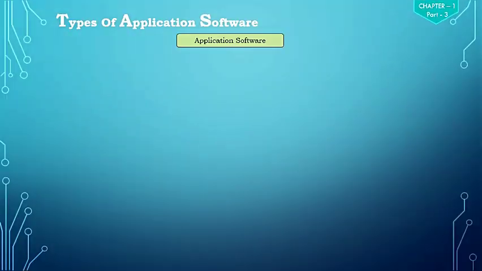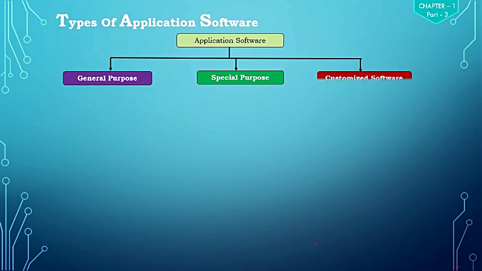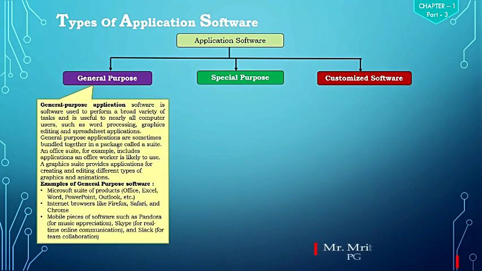Application software is broadly classified into three types. Number one is general purpose, number two is special purpose application software, and number three is customized software. General purpose application software is developed for generic applications to cater to a bigger audience. In general, it is also called general purpose software.